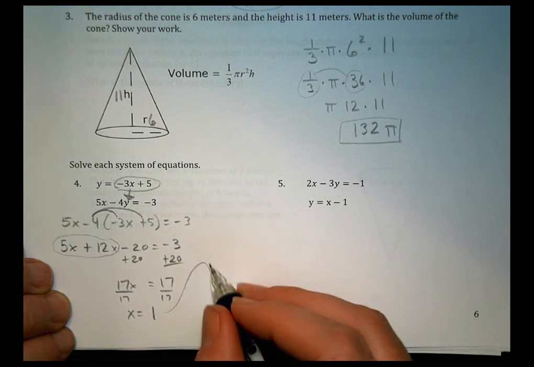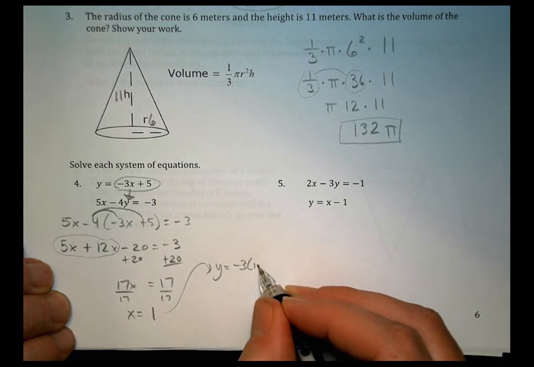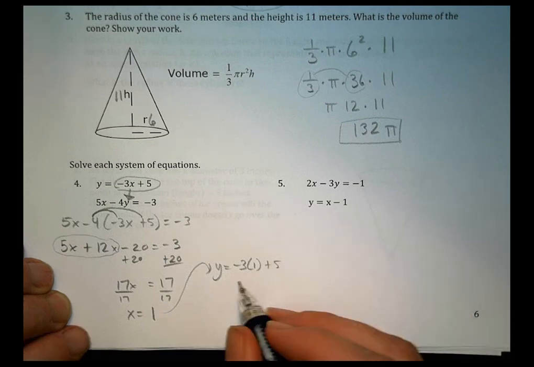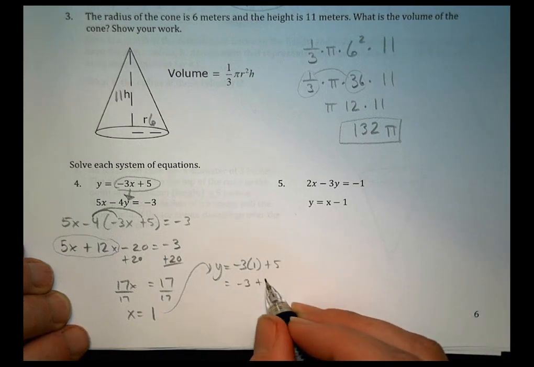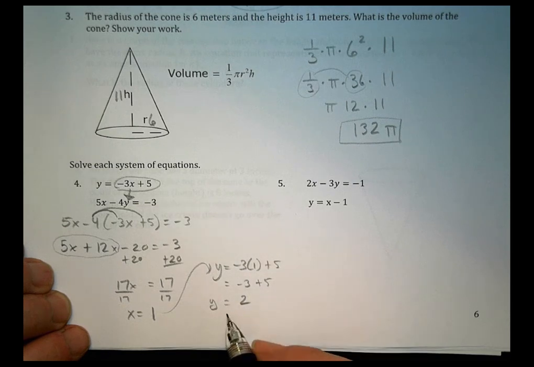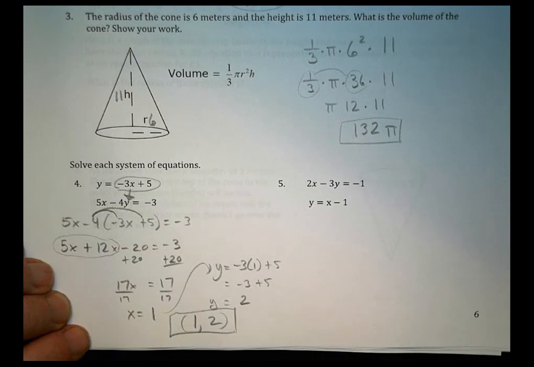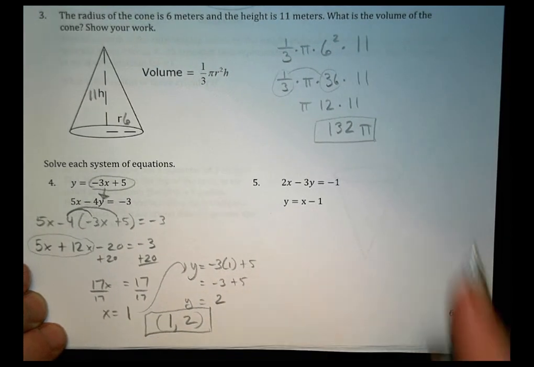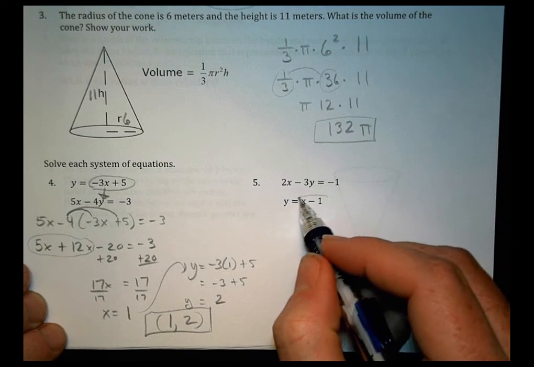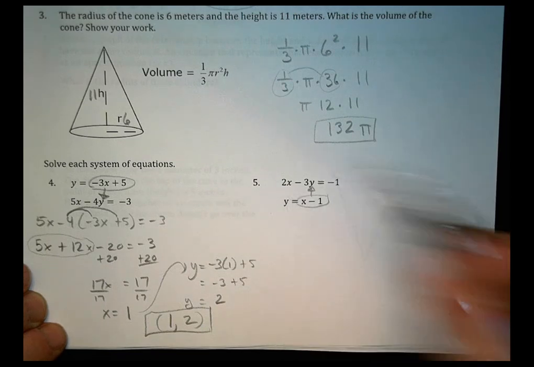Now we'll take that 1 and we'll plug it into our equation. y equals negative 3 times 1 plus 5. That becomes negative 3 plus 5, which becomes equal to 2. So y equals 2, so our coordinate solution for those two equations is (1, 2). You can go ahead and do number 5 yourself. Again, you could take this value of y and plug it in right there, substitute it in, solve for x, and then go back and solve for y.